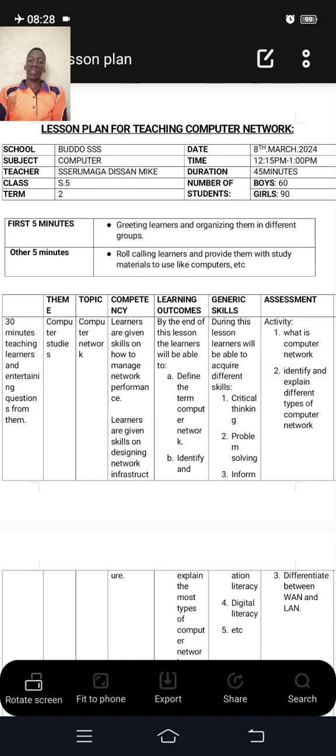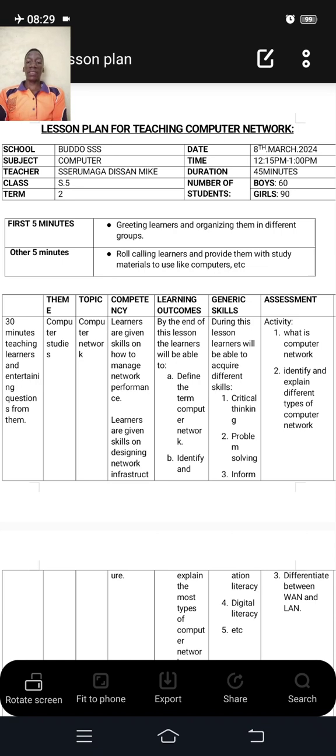As you may see in the first table, I have my school, that is Budo SS, subject computer, teacher Solomagadisan Mike, class senior 5, term 2, date 8th March 2024, time 1:15 up to 1 p.m. Duration, the lesson will take 45 minutes. Number of students, there are 60 boys and 90 girls.